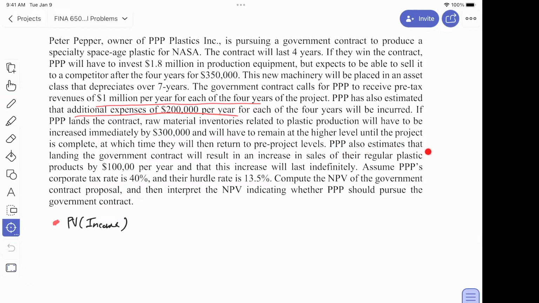The firm also estimates that landing the government contract will result in an increase in sales of their regular plastic products by 100,000 per year, and that this increase will last indefinitely. Sales? Income? Yeah. Yeah.